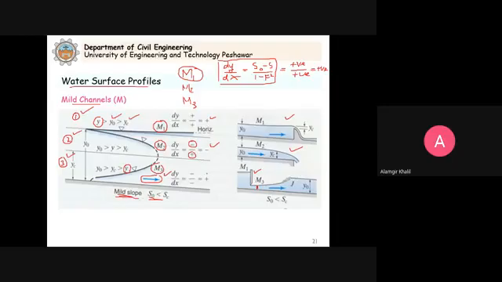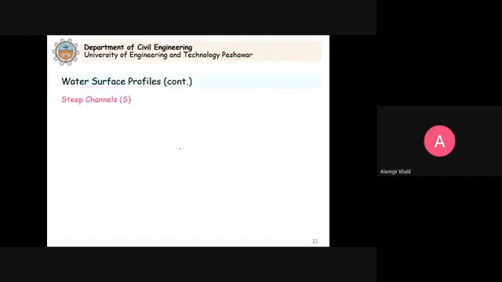So M3, the resultant is minus divided by minus, still we have plus. So it means M3 is a rising profile. It will be increasing along the direction of channel flow. So these are the three possible profiles, along with examples, for mild channels. We have 5 types of channels. So now you can understand from this equation for the other types.